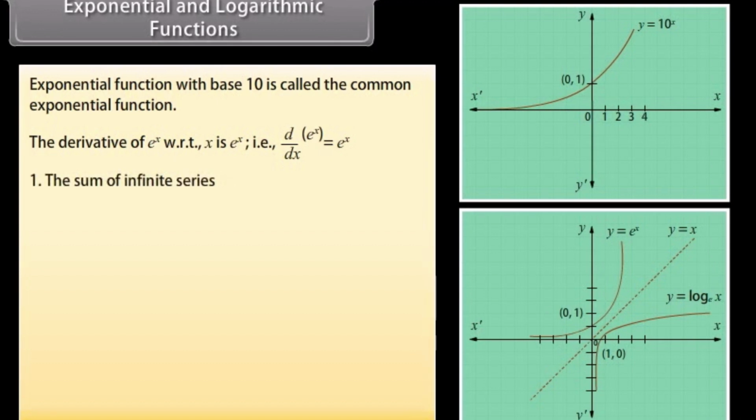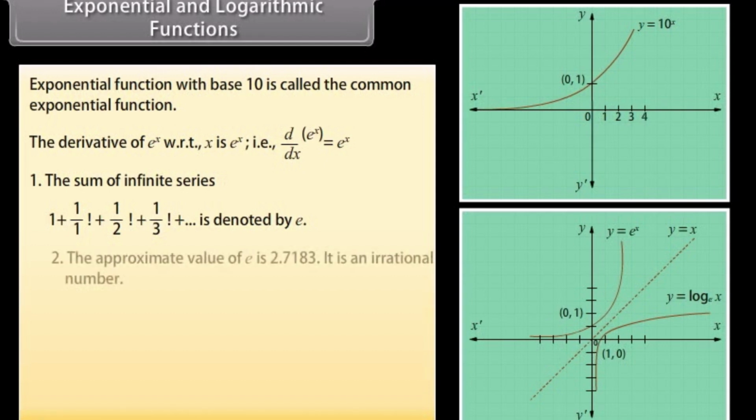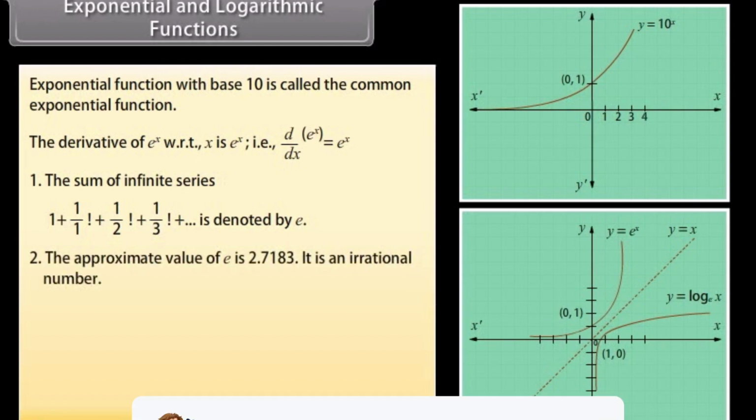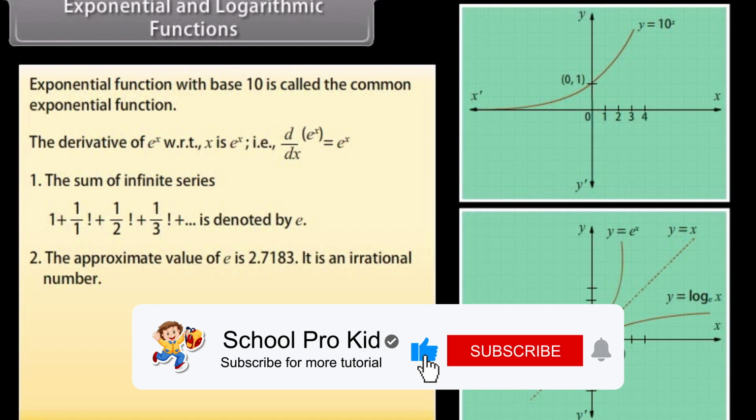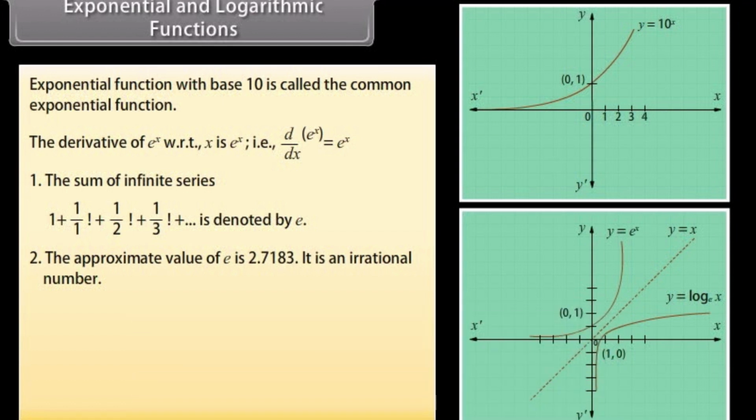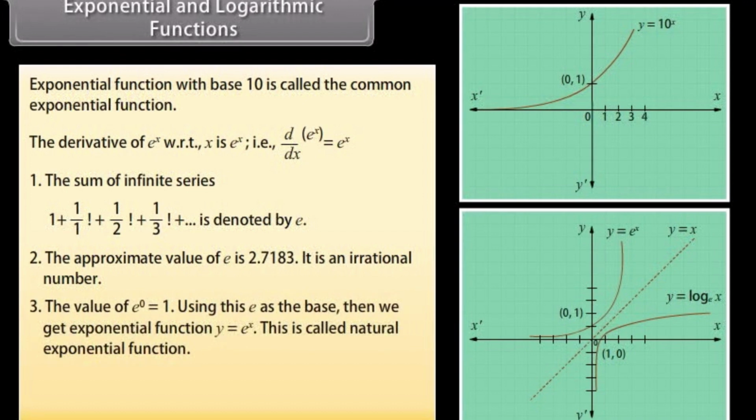1. The sum of infinite series 1 plus 1 by 1 factorial plus 1 by 2 factorial plus 1 by 3 factorial plus so on is denoted by e. 2. The approximate value of e is 2.7183. It is an irrational number. 3. The value of e raised to the power 0 is equal to 1.